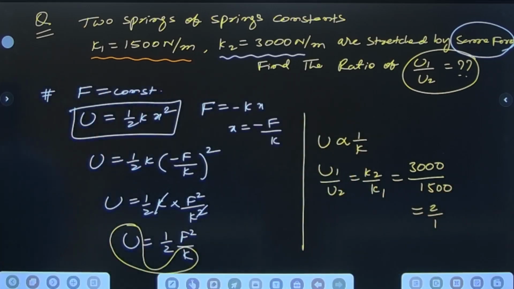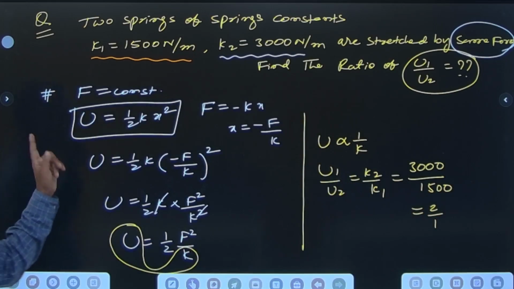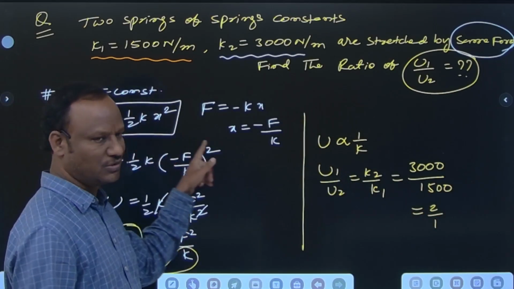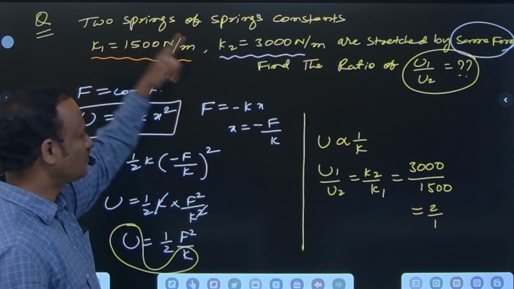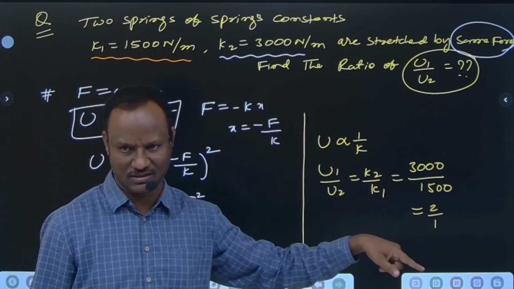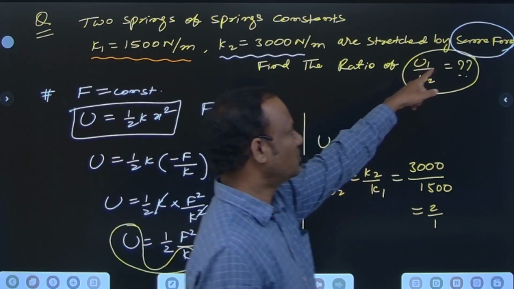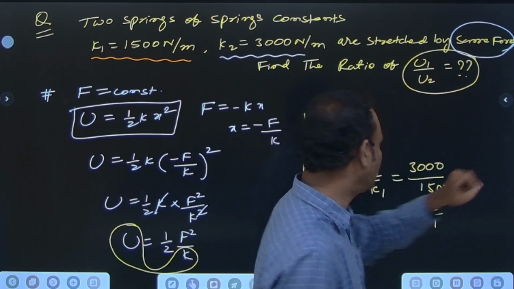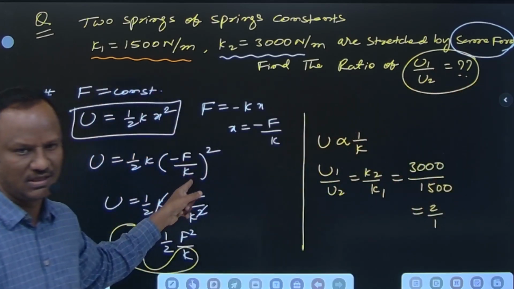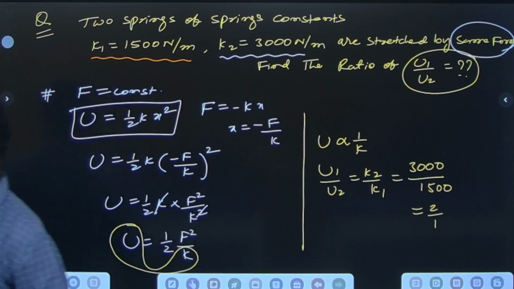Earlier, from U equal to half K x square, U proportional to K, U1 by U2 would be K1 by K2. You would get 1 by 2, which is the wrong answer. Why? Because force is constant. Force is constant means I should mention the force in the expression. Yes, F is constant. So next.